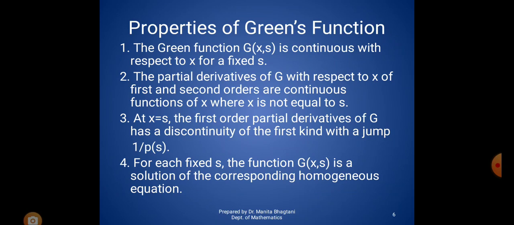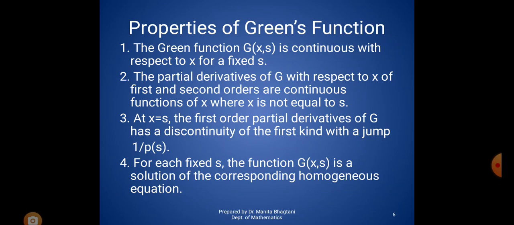Means when x is not equal to s, then the partial derivatives of g with respect to x of first and second orders are always continuous. But third property, at x equals s, the first order partial derivative of g has a discontinuity of the first kind with a jump 1/p(s). What is p(s) here? The coefficient of d²y/dx² with x replaced by s is known as p(s).